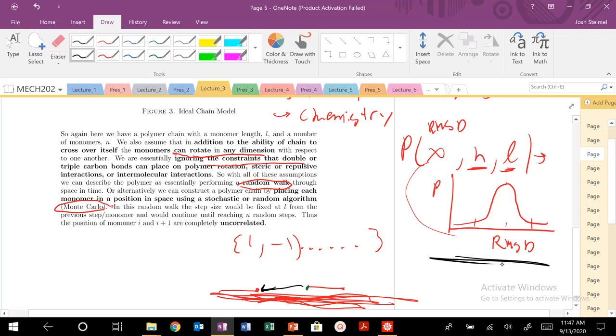So let's make sure, we're going to approach this in two different ways. One's going to be from this probabilistic approach. The other one is going to be using mathematics. It's called the mathematician's ideal chain model, and we'll be using essentially the dot product. But we're going to start off here just by looking at a probabilistic approach.